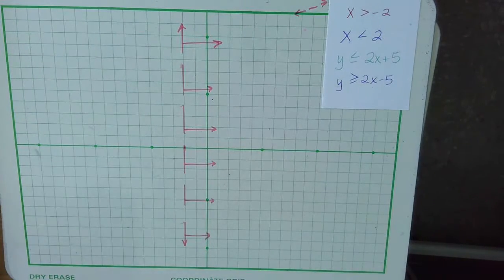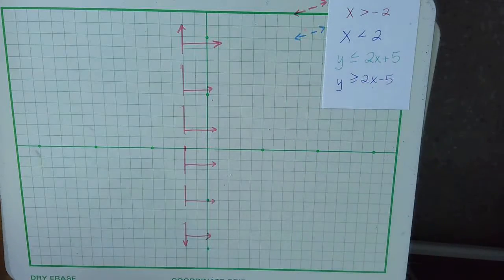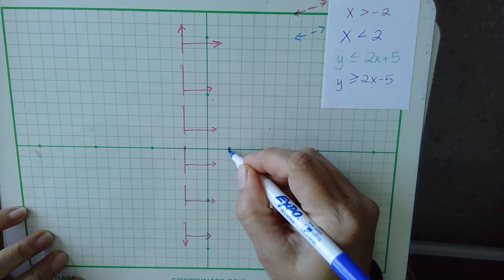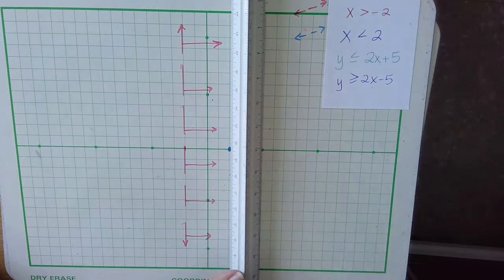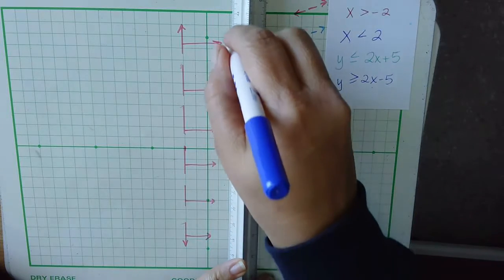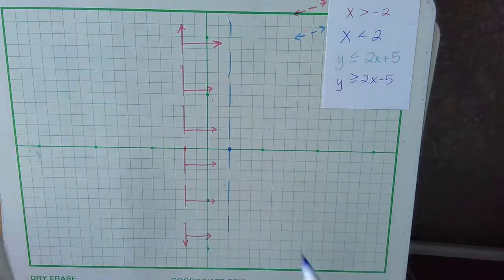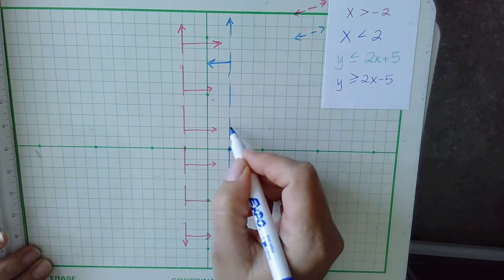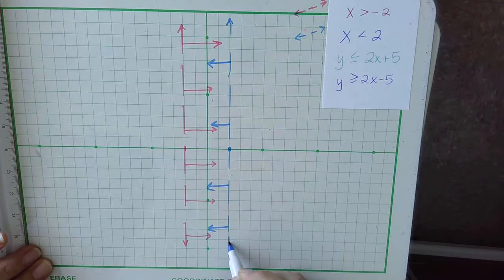My next inequality is x less than 2, which is also a dashed line because it doesn't have an equals underneath the less than either. I go to where x equals 2, and draw a vertical line. And this time my solution is less. So I draw an arrow to the left. All those values are smaller x's.